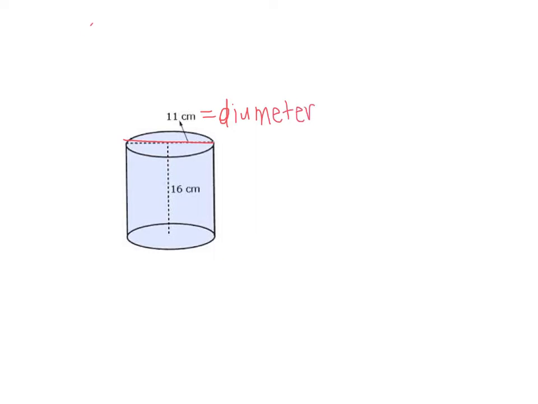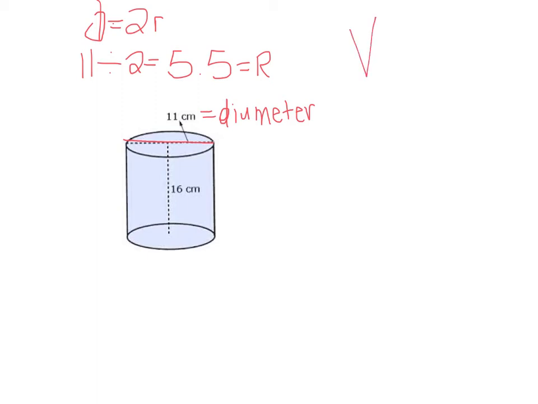So diameter is 2 times the radius. So we just need to do 11 divided by 2. 11 divided by 2 is 5.5. So that means the radius is 5.5. So now we can just compute the volume. So volume equals pi r squared times the height. Instead of r, I'm going to write the radius, which is 5.5. And instead of the height, the h for height, I'm going to write 16 because that's the height of the cylinder. So 5.5 needs to be squared.